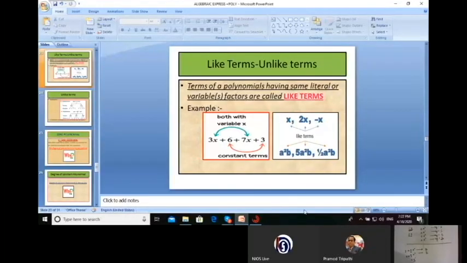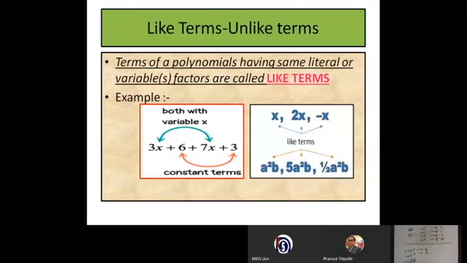Now we move to like terms and unlike terms. These are the most important factors of the algebraic expression or the polynomial. This is very important.